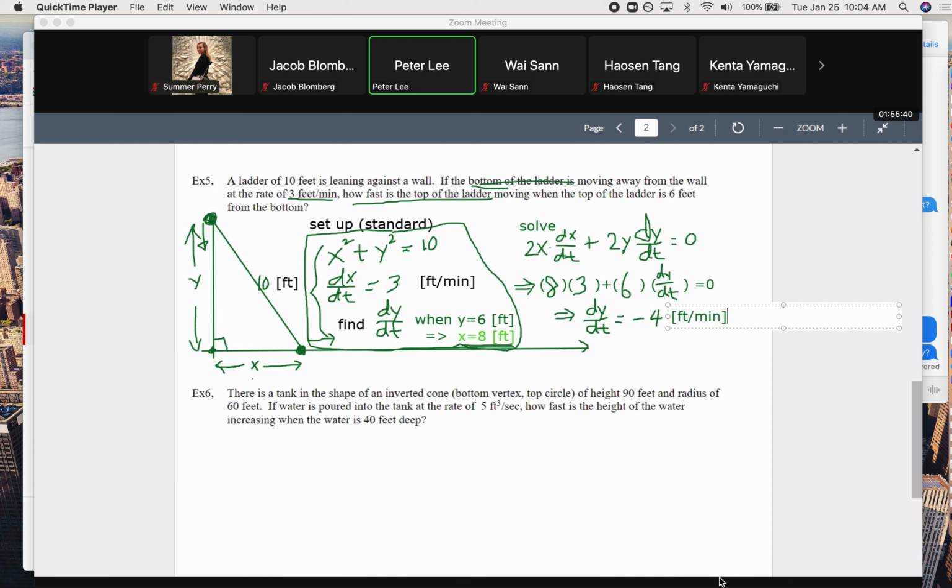So now let's look at example 6. Example 6: let there be a tank in the shape of an inverted cone, bottom vertex and top circle. Now, I don't know which one is a cone and which is an inverted cone. This is something which I can never figure out. On the test, I'm going to make this very specific: bottom vertex, top is a circle.